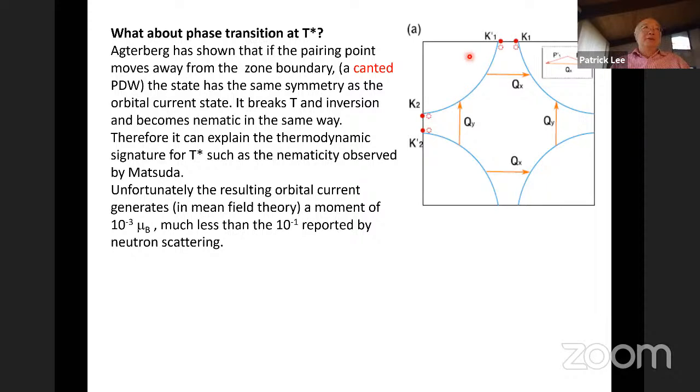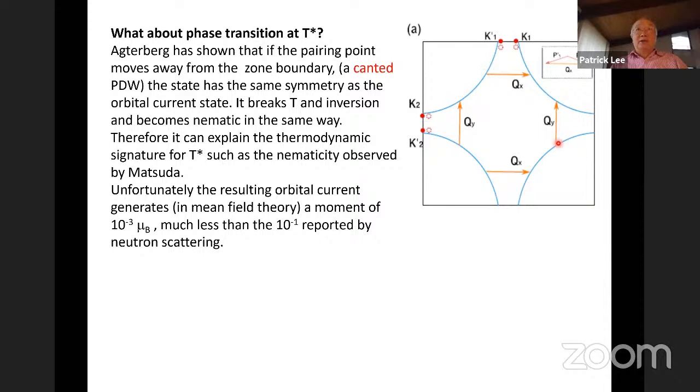So it has exactly the same symmetry as the orbital current state that Chandra likes very much. And once you have this breaking of T and inversion, you can naturally have a nematic kind of pair breaking, which can explain the observation of a thermodynamic phase transition at T star. So again, in this picture, we require that these patterns are fluctuating even at higher temperature, but at some T star, this nematicity shows up. By the way, this canting does not affect the pair density wave momentum, because the angle does not show up.